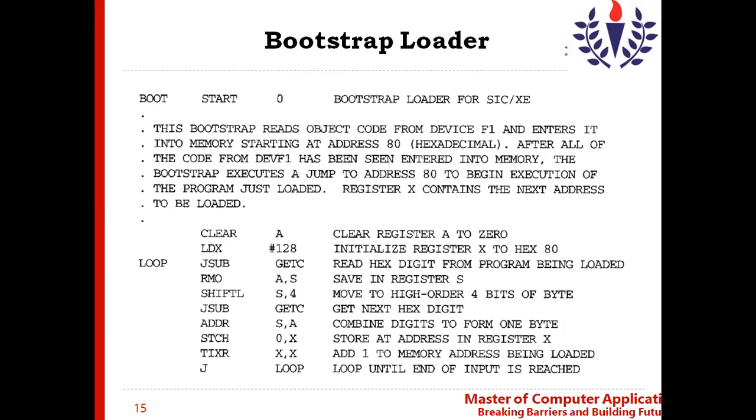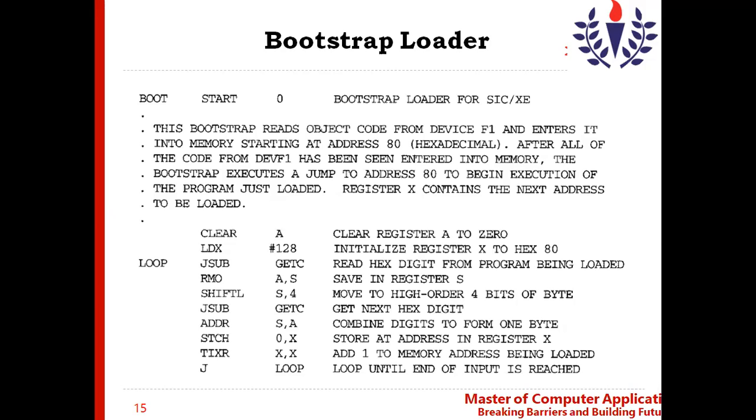So here we call the ADDR instruction so that the content of the S register and the A register will be added, and the result is stored in the second register. See here, the first register is S and the second register is A. Once the contents are added, we combine the two digits to form a single byte.